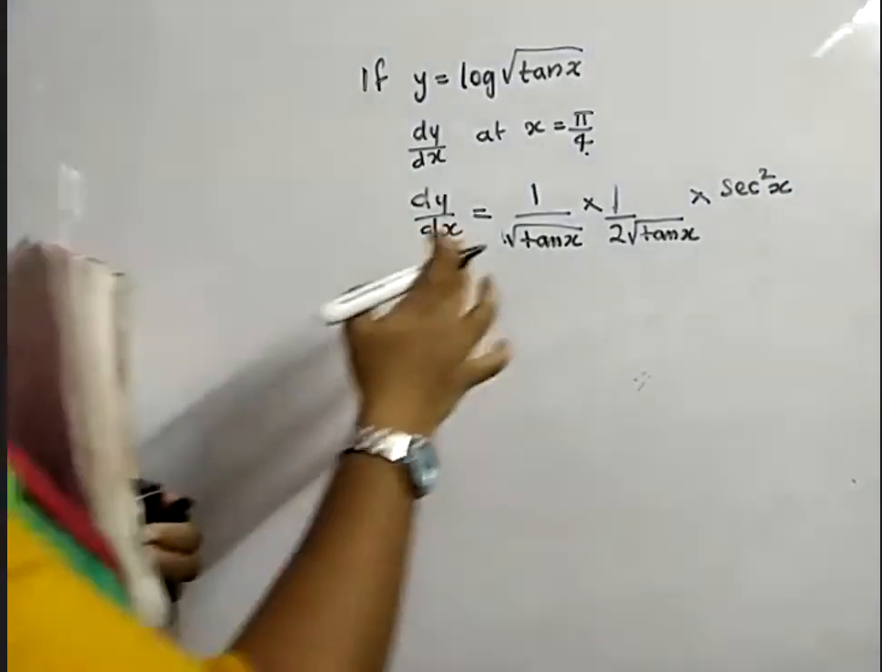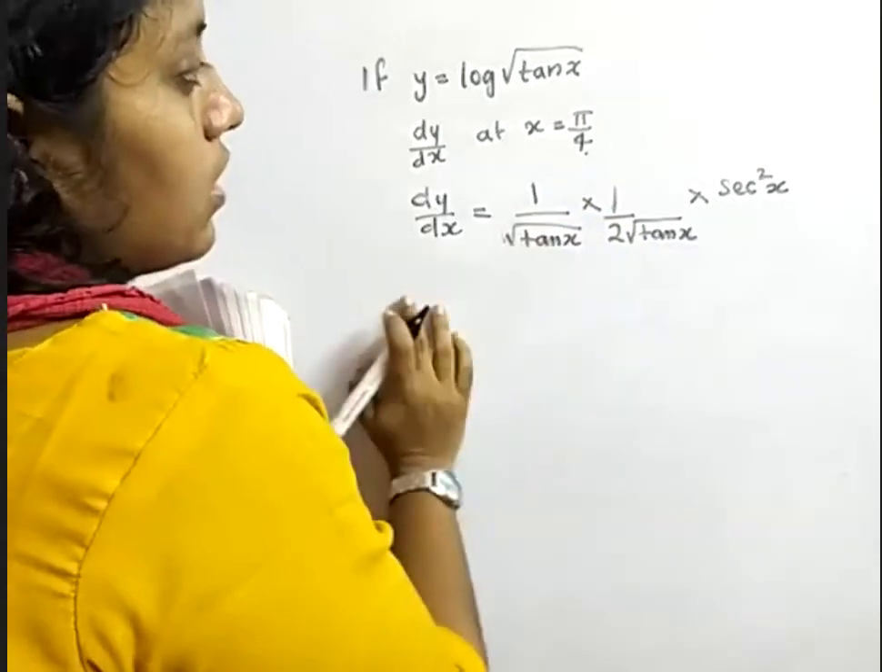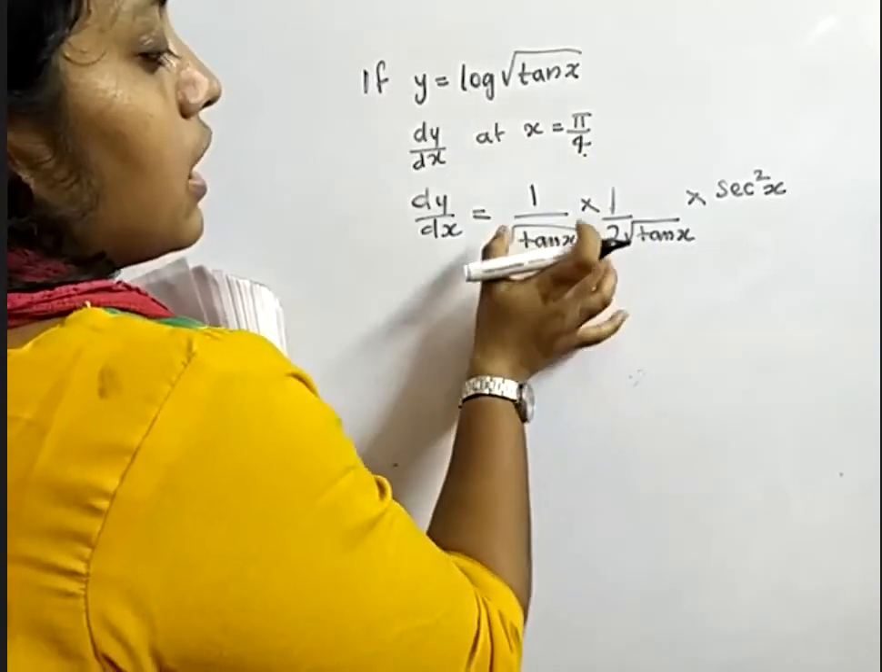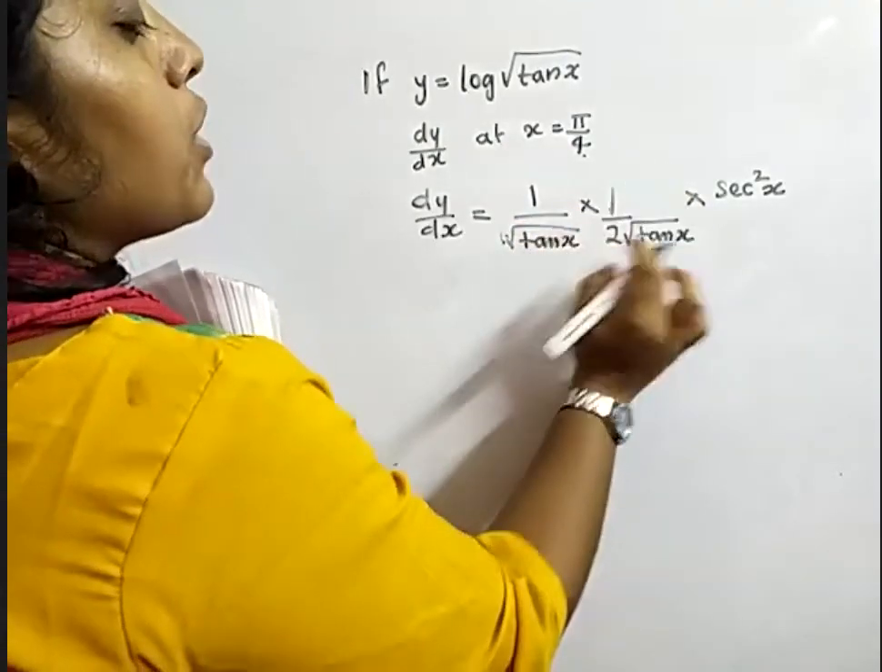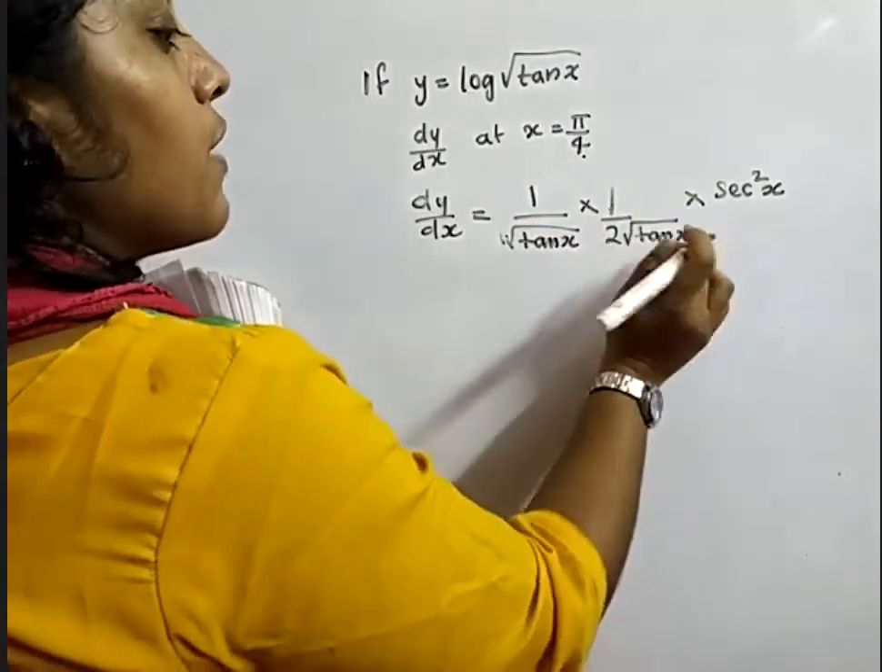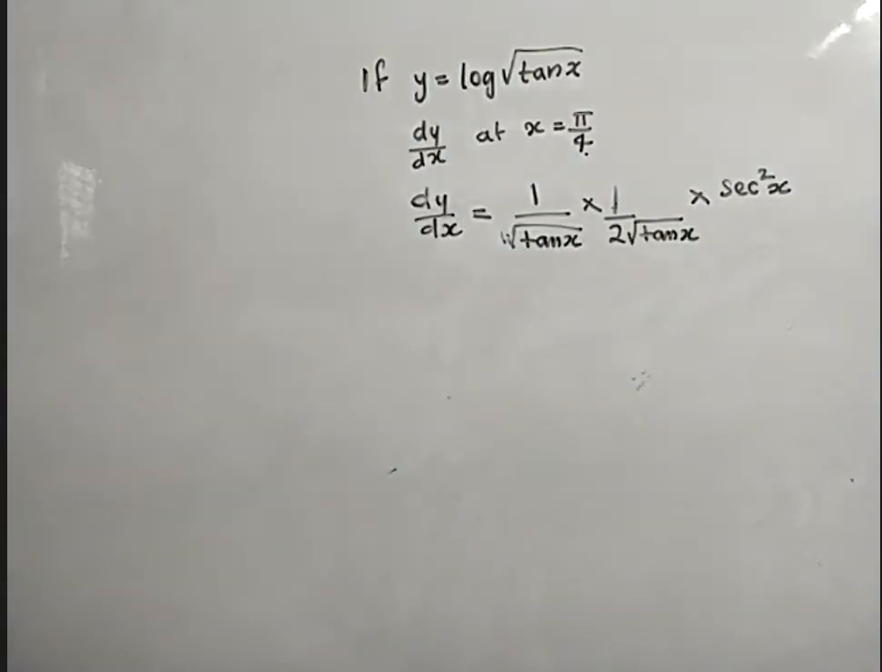So first we are taking the derivative of log, that is 1 by root tan x, into the derivative of root tan x. Root tan x is 1 by 2 root tan x into the derivative of tan x, that is sec square x. Now substitute x is equal to pi by 4.